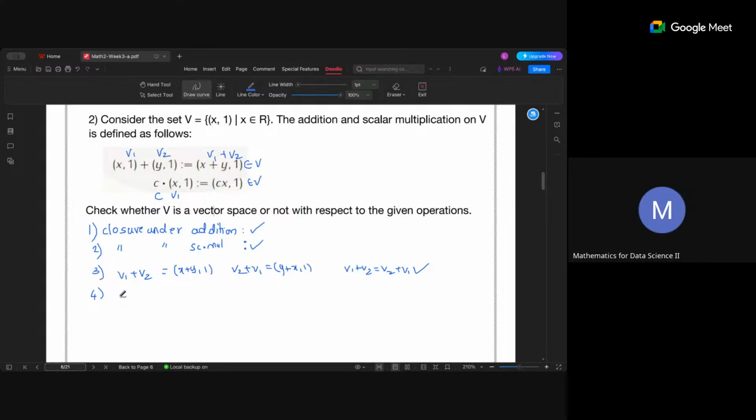What is the fourth one? Can anyone remember? Is it associative? Yes, let's check that. So let's first look at what is v1 plus v2, and then we add the third entry.